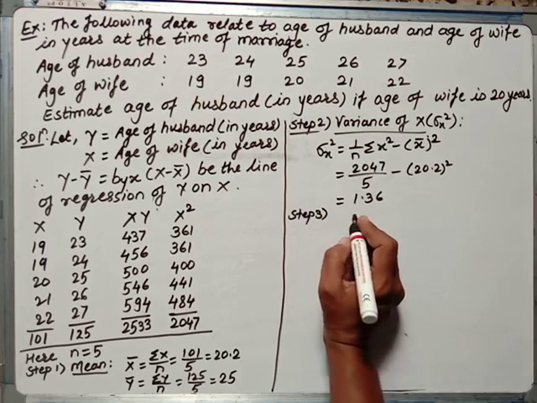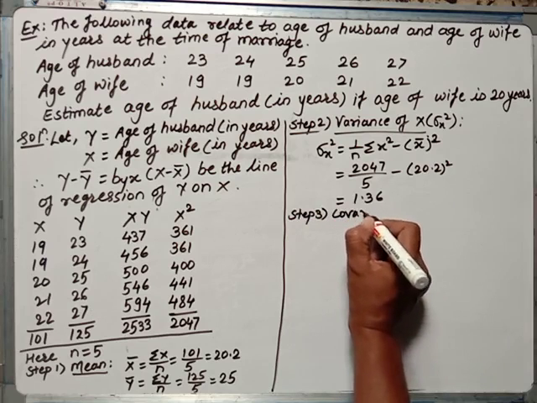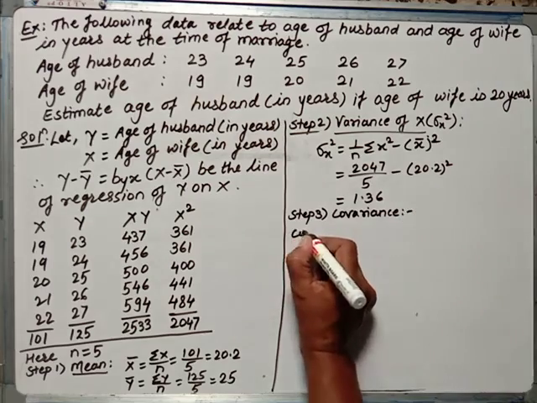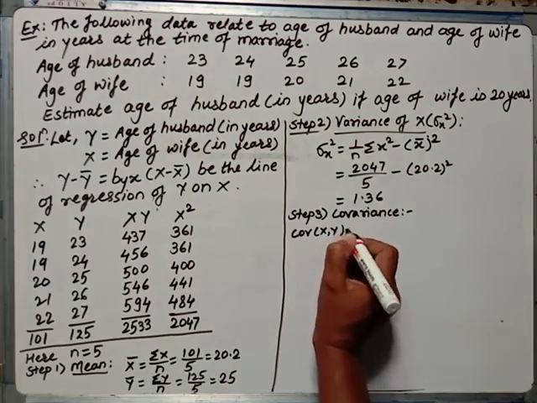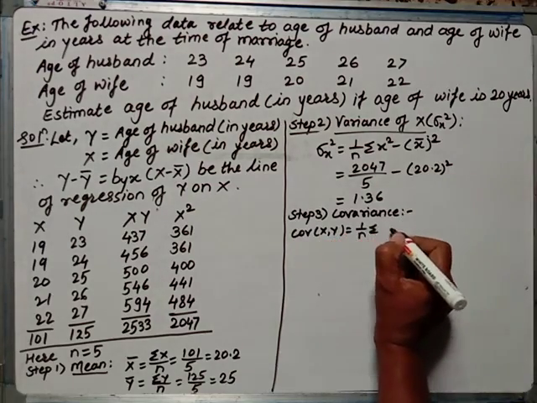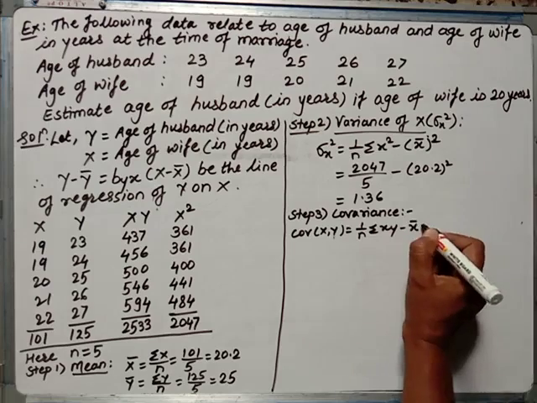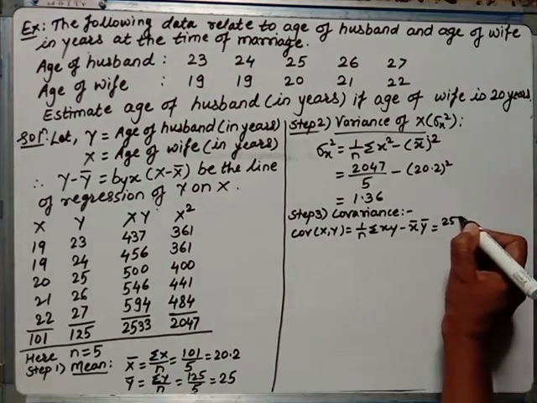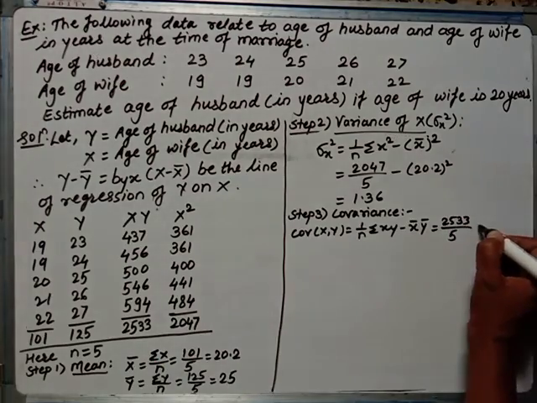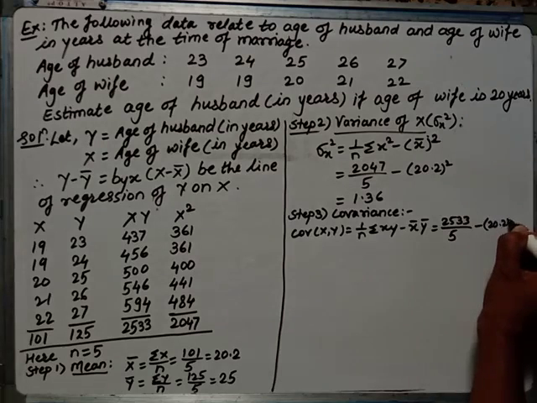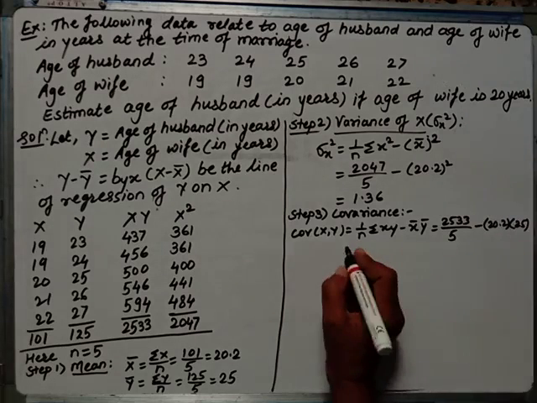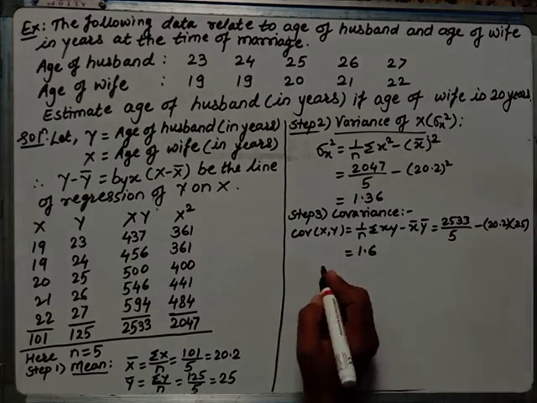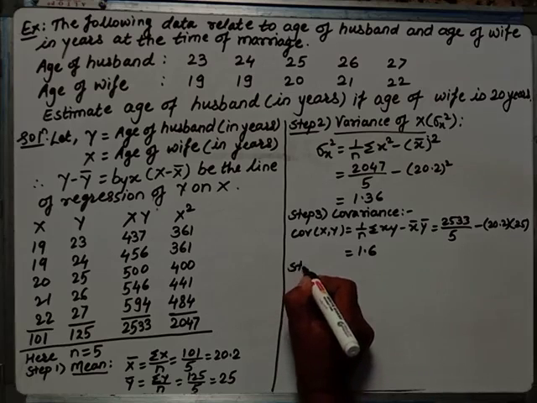Now step 3 is the covariance between x and y. So covariance between x and y is 1 upon n summation xy minus x bar y bar. So summation xy with us upon 5 minus x bar, which is 20.2, and y bar, which is 25, and this simplification gives me the value 1.6.